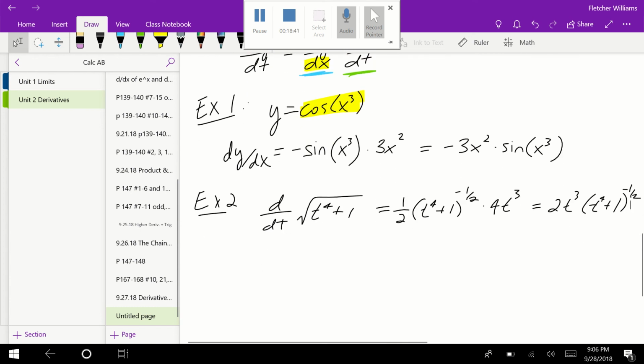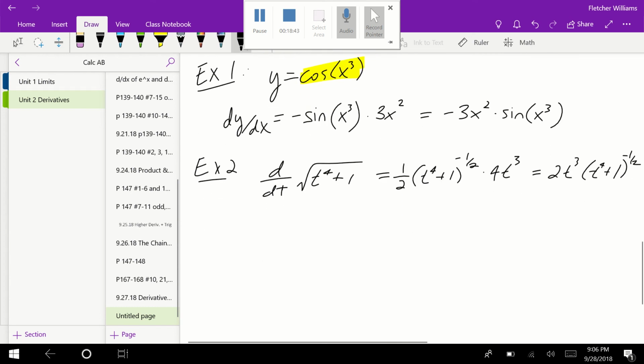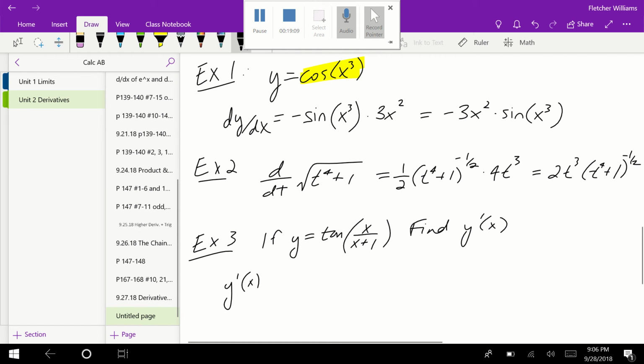Let's do a couple more. If y equals tangent of x over x plus 1, find y prime of x. This would be a good time to pause the video and see if you can figure it out on your own. But I'm going to show the solution now.